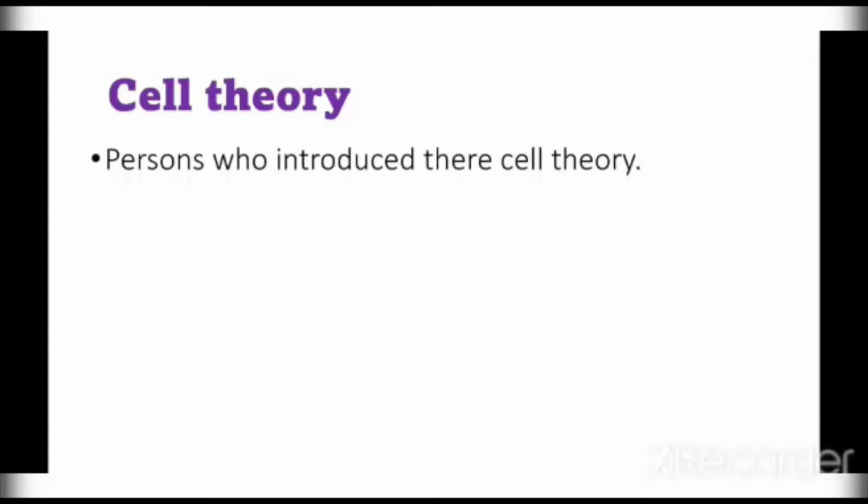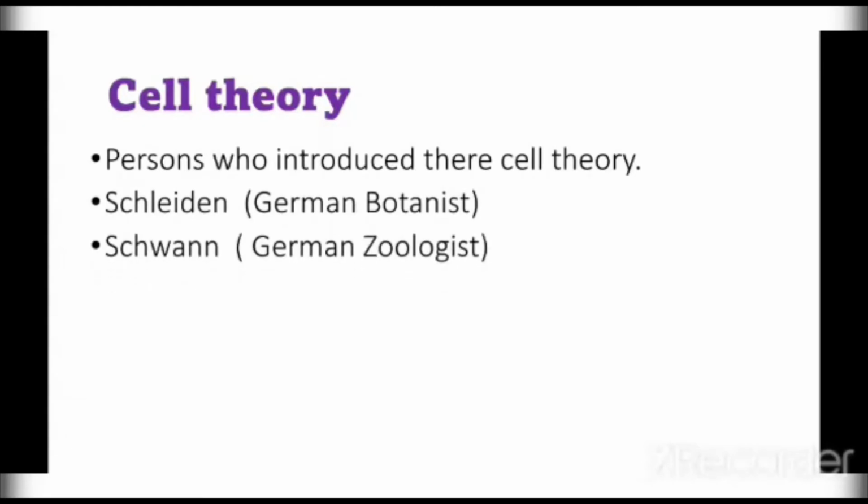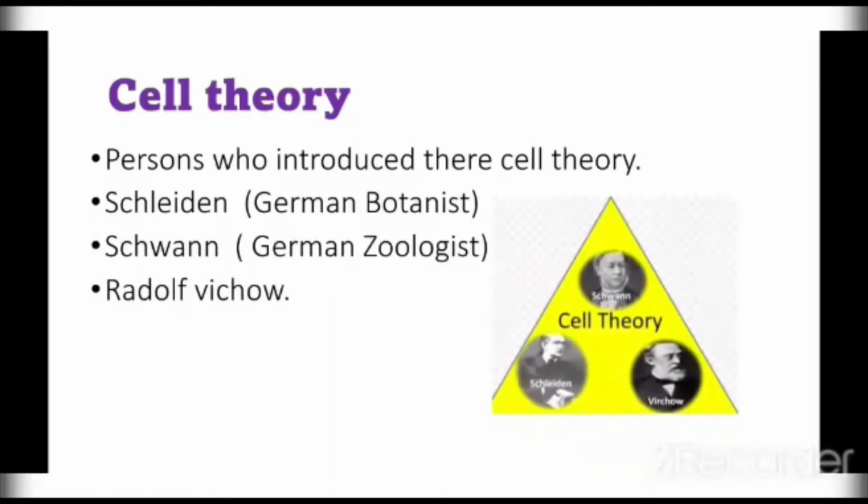When we are talking about the cell theory, we should identify the persons who introduced the cell theory. They are Schleiden, Schwann, and Rudolf. Schleiden is a German botanist. Schwann is a German zoologist. This picture shows these three persons, Schwann, Schleiden, and Rudolf. Next, we learn about the content of the cell theory introduced by those three people.